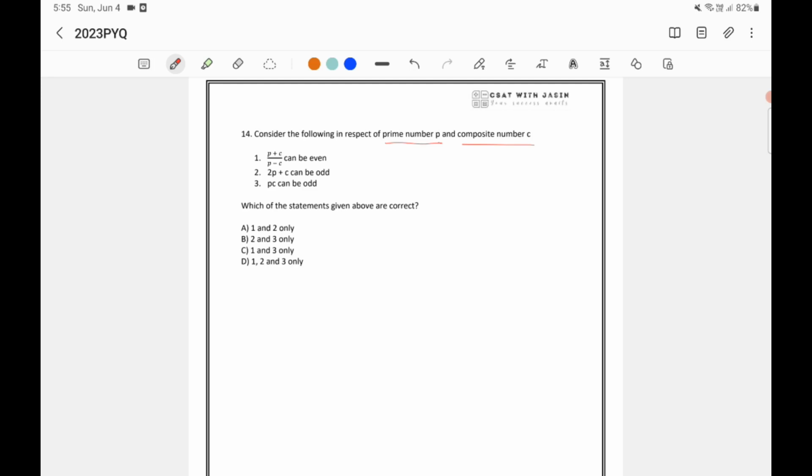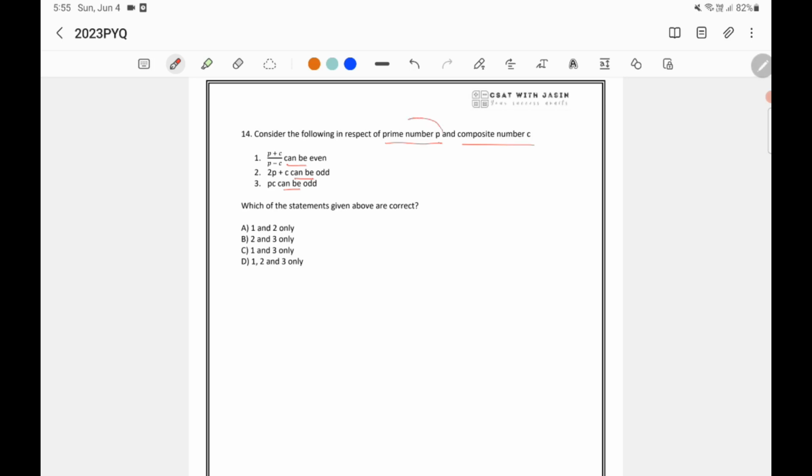Now in this type of question, what you need to do is just assume some prime number and composite number and put them into these statements and check whether the given statements are correct or not. And here one thing is that it is saying "can be". So even if it is satisfied in one condition, this statement is going to be correct, because "can be" is a possibility. So possibility means even if it is correct in one of the conditions, you can take it as a possibility. And if the statement is like 2p plus c is definitely odd, then it has to be satisfied in all the conditions. Okay, so now let us assume some values for p and c.